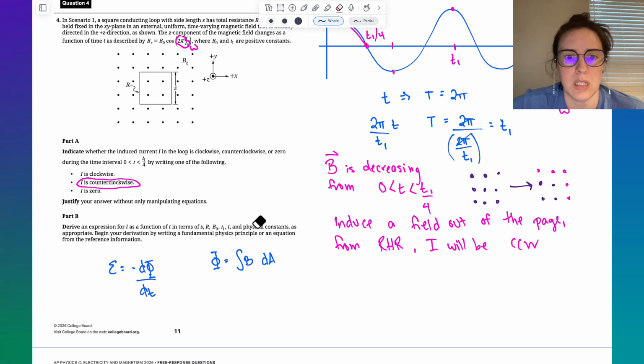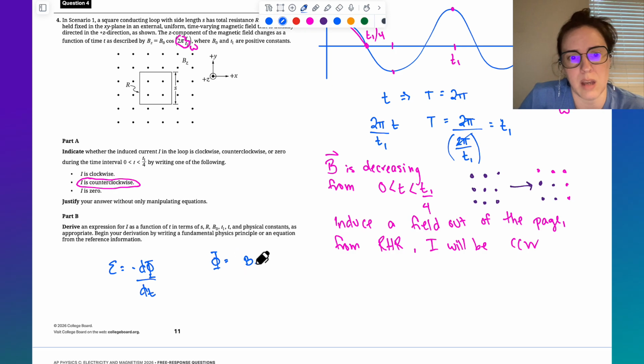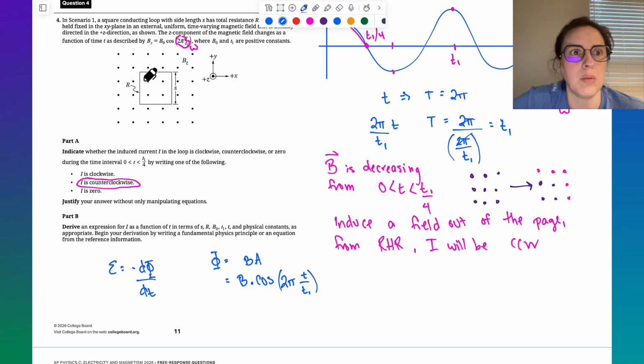So that means this is just straight up going to be b times a. Love that. Cool. So my flux is going to be b times a. So my flux is going to be b naught cosine of 2 pi t over t1. And then A is the area of my loop. They tell me it's a square. So that area is going to be side length squared. Okay, so that's my flux.